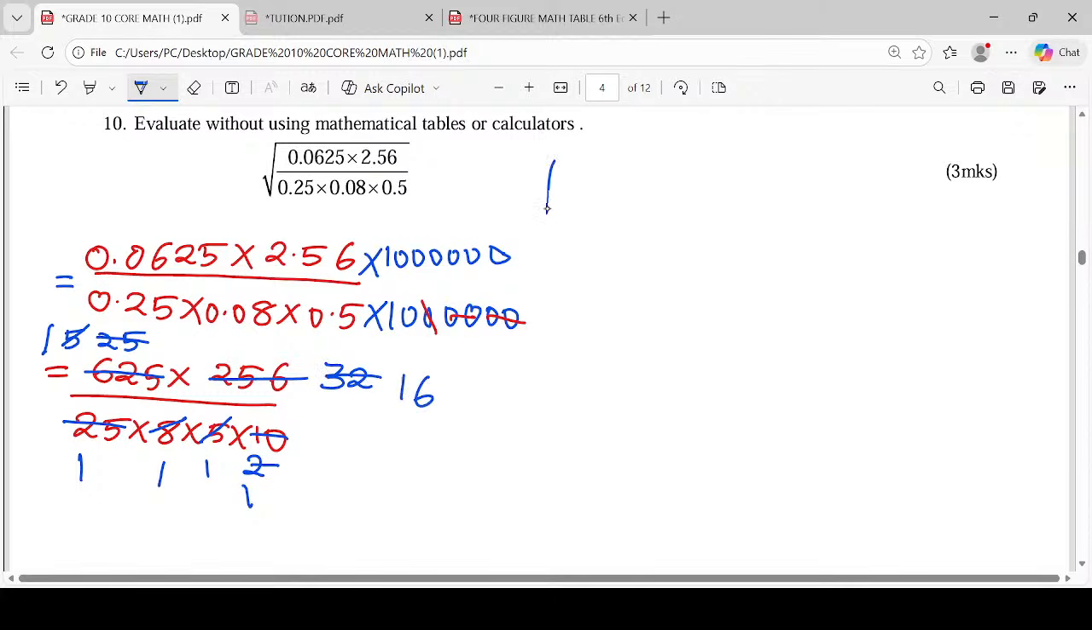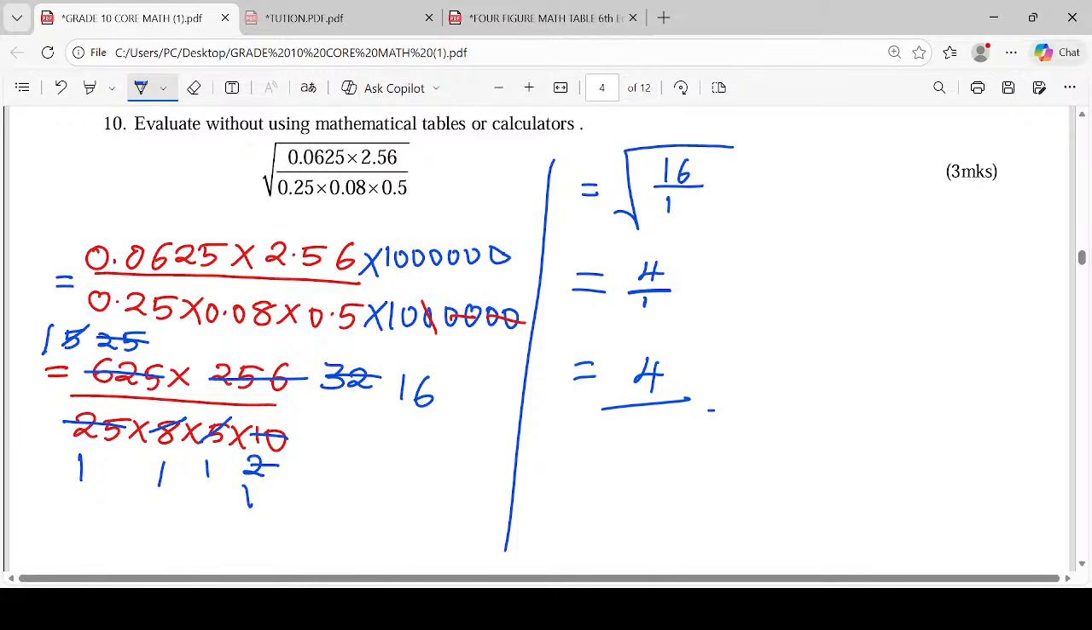So this is giving me 16 over 1. Remember, all of this was under square root. So what is the square root of 16? The square root of 16 will be 4 over 1, which is just like saying 4 is your final answer to this particular question. I've not used a calculator anywhere in that particular question.